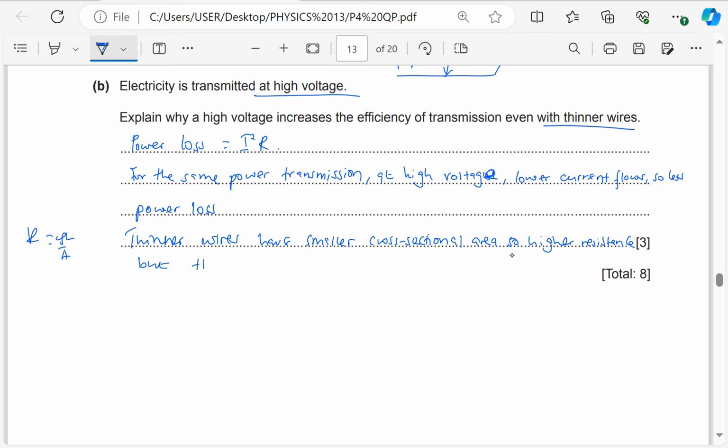But this is less important, or less significant, as there is less current, or there is less power loss. So the smaller cross-sectional area, which gives a slightly higher resistance, is going to be less significant as there is already less power loss.